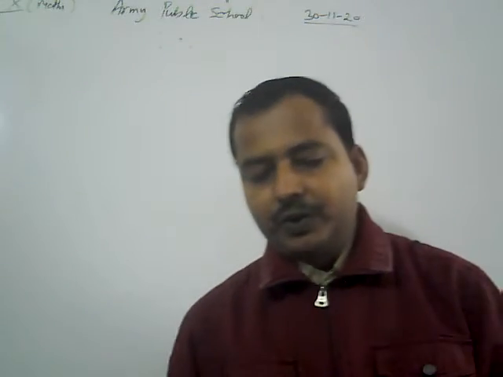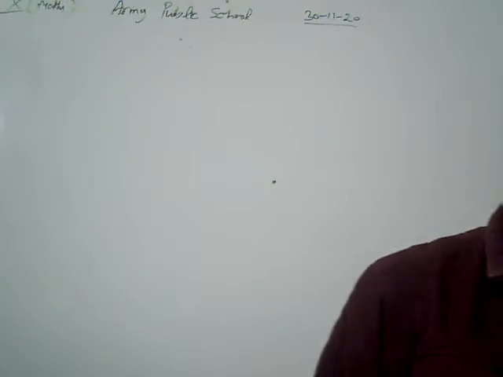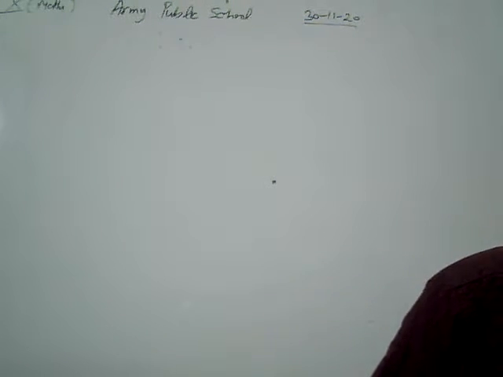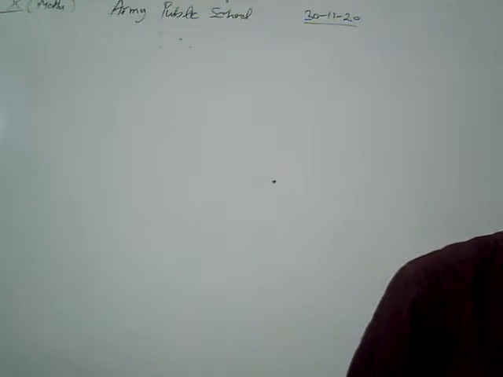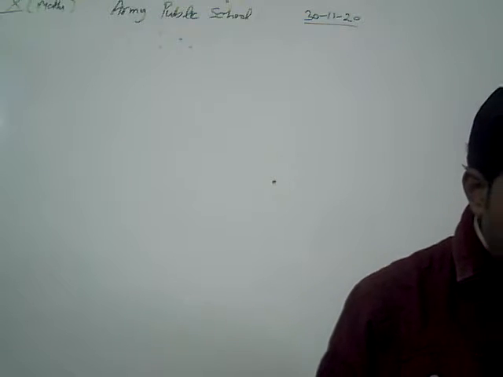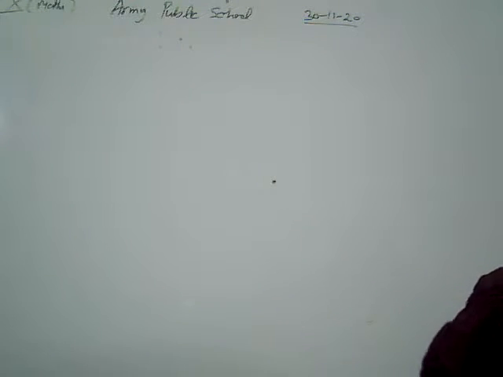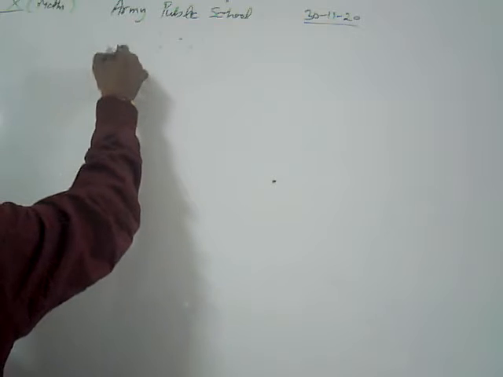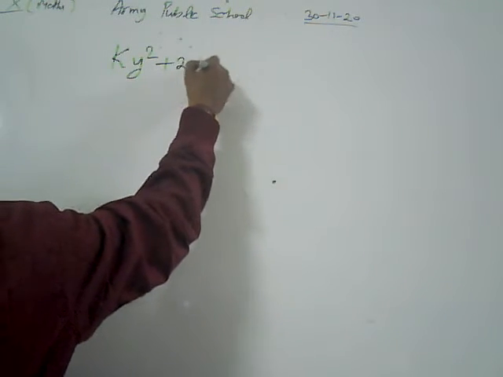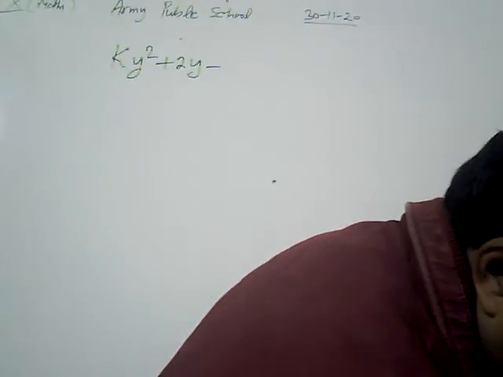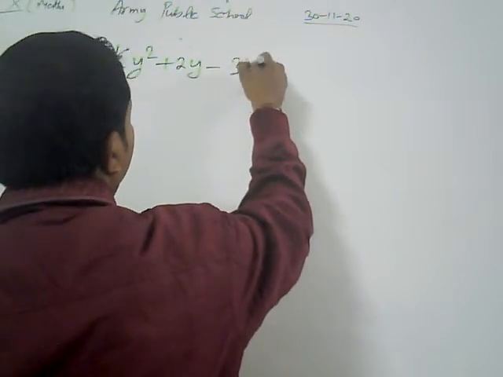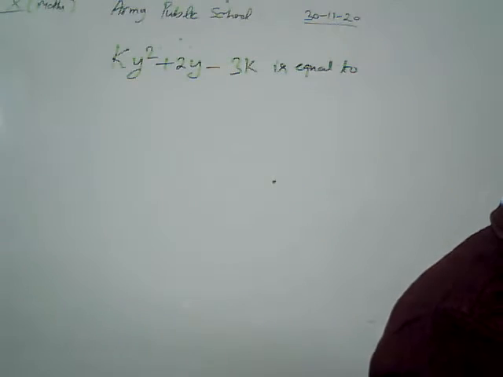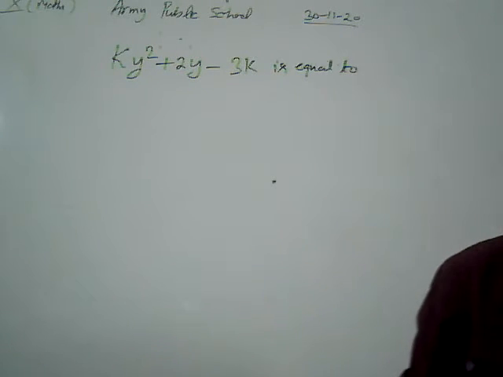Now look, we are going to discuss some problems related to quadratic polynomials. Let us look at some questions on quadratic polynomials. Suppose we start with one of the board problems. If the sum of the zeros of the quadratic polynomial ky square plus 2y minus 3k is equal to twice their product, find the value of k.